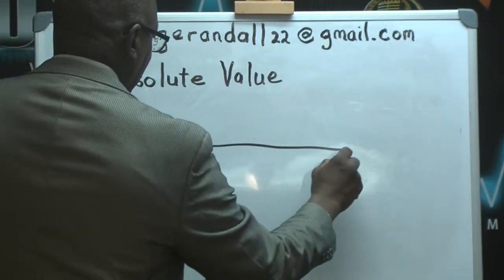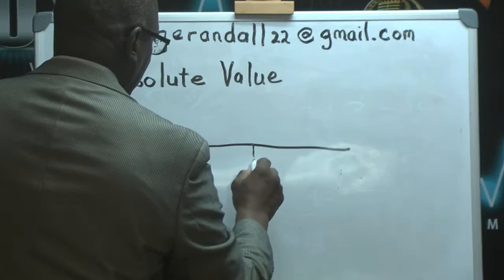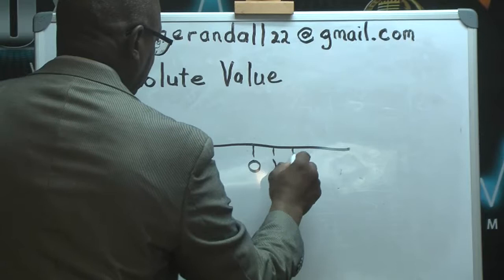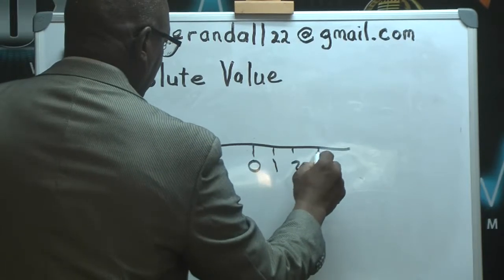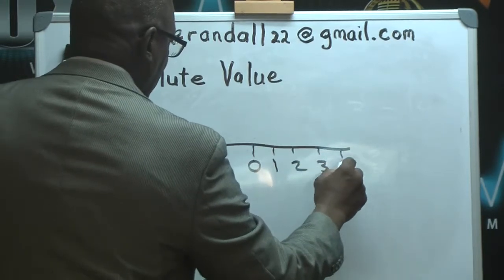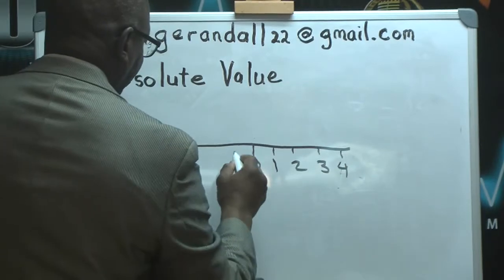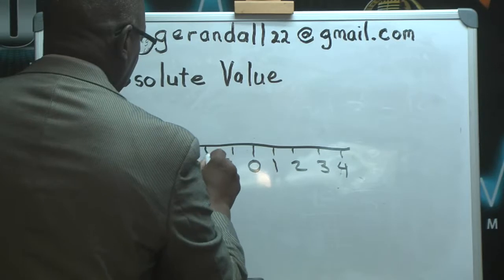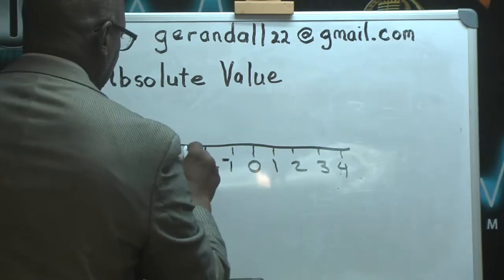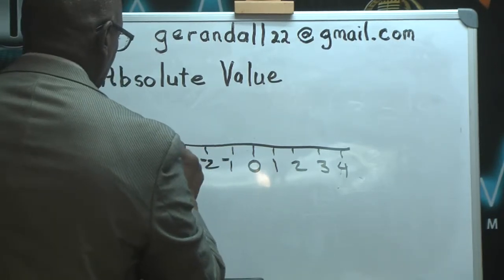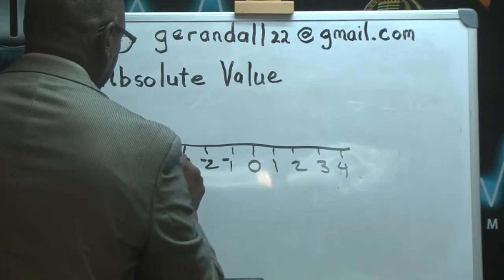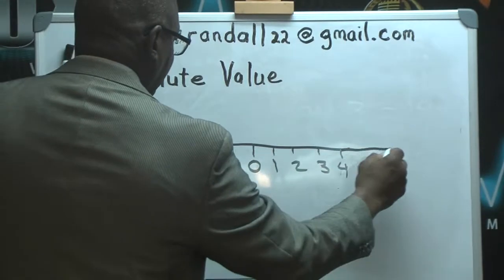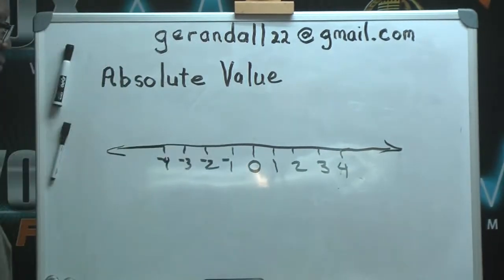I'm going to draw a number line. And on the right, we have positive 1, 2, 3, 4. On the left of 0 is negative 1, negative 2, negative 3, negative 4, to infinity on both sides.